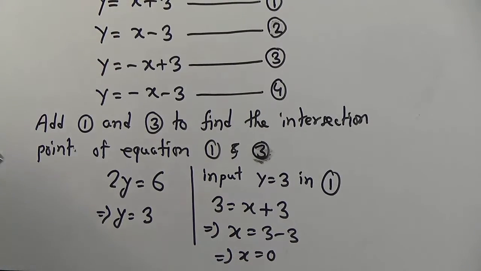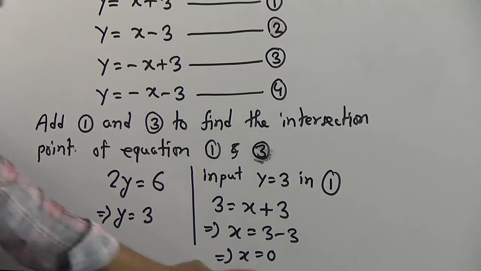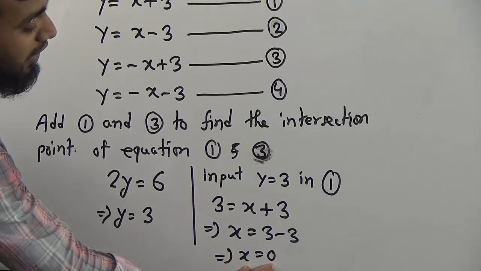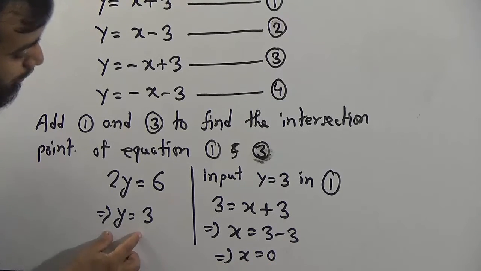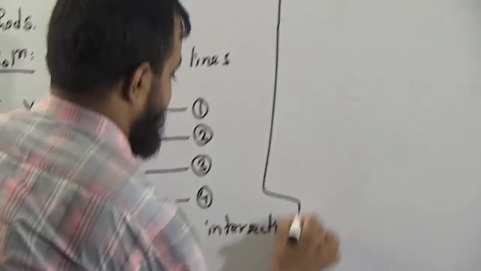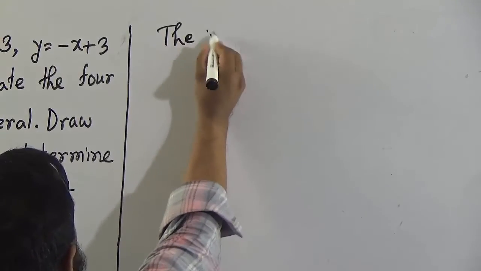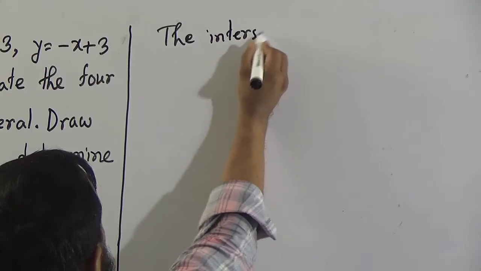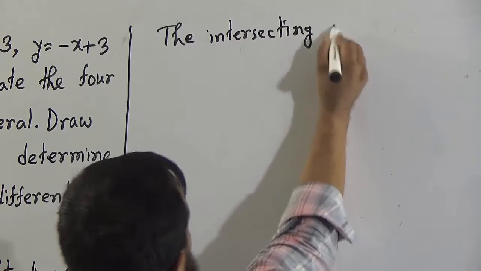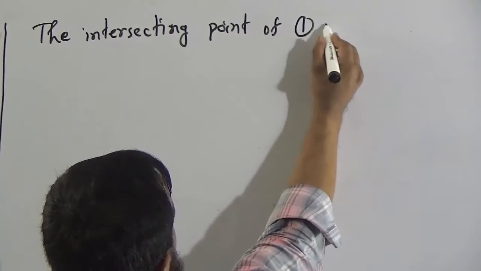That means the intersecting point of straight lines 1 and 3 will be (0, 3), because we have found the x value and the y value. So I am writing it down on the right side: it will be the intersecting point of 1 and 3.